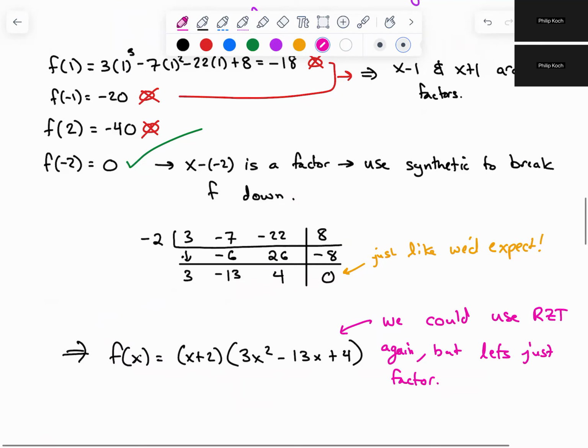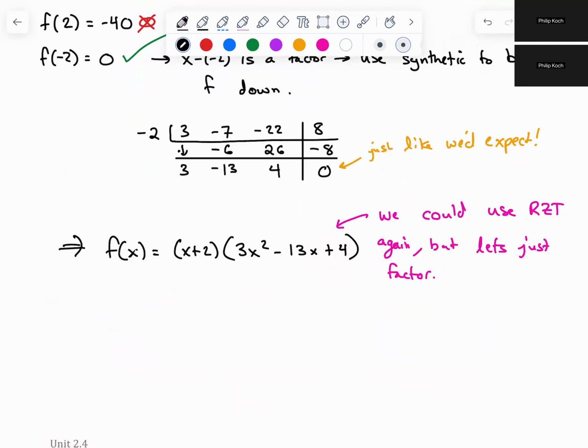And so this equals x plus 2. And then this will be 3x and an x. And they're both going to be minuses. And it should be 4 and 1.